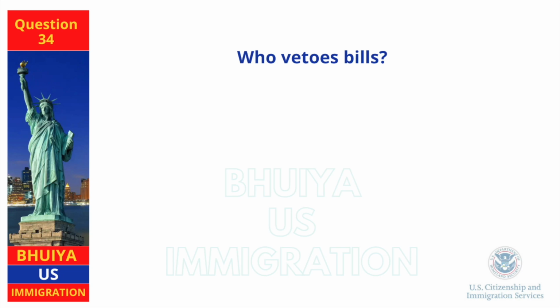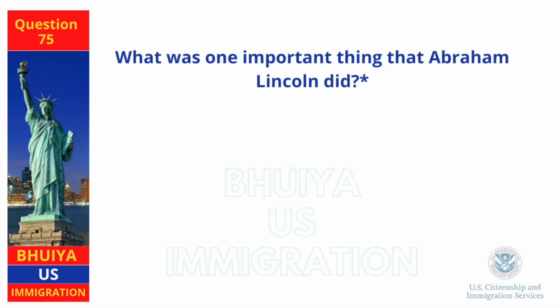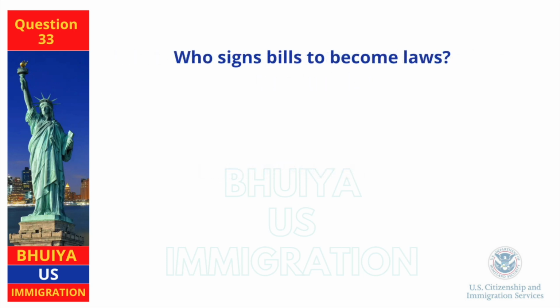Who vetoes bills? The president. Who does a U.S. senator represent? All people of the state. What was one important thing that Abraham Lincoln did? Freed the slaves. Who signs bills to become laws? The president.